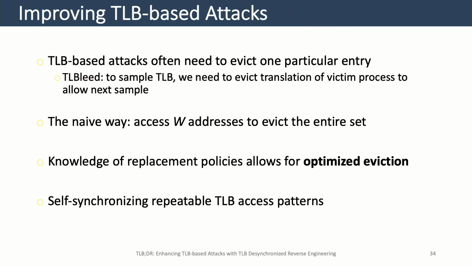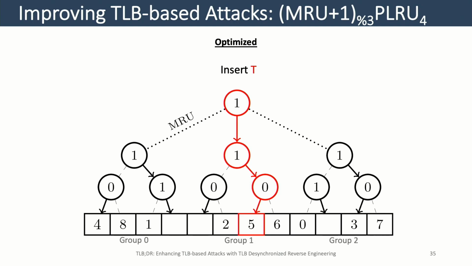So why do we care about this, apart from that it's interesting? Well, TLB-based attacks often need to evict one particular entry out of a set. For example, in the case of TLB, in order to sample the TLB state, we required to evict the entry of the process we spy on. So the naive way to do this, and this is what previous work has done, is to just override the entire set, all the entries in the set. But now that we have the knowledge of replacement policies, we can create optimized eviction patterns that evict entries in the most optimal way.